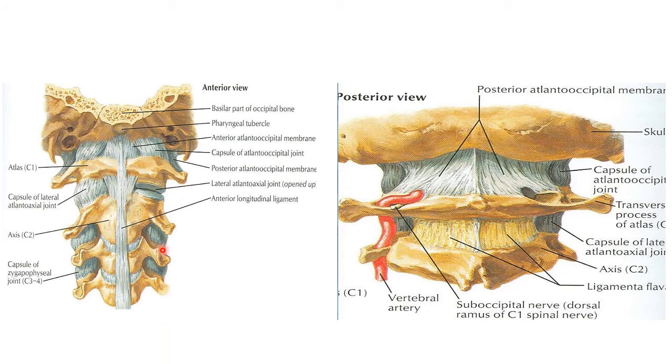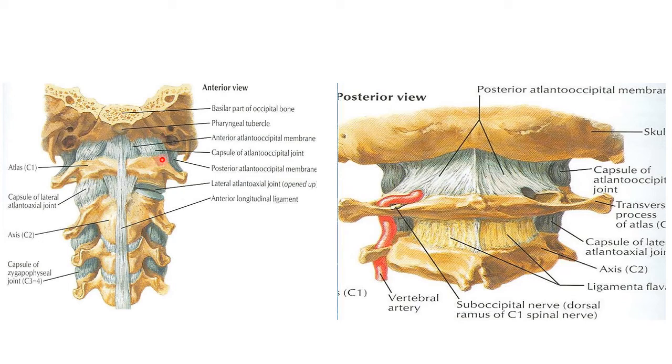Now we will discuss the ligaments of the atlanto-occipital joints. This is one atlanto-occipital joint, this is another atlanto-occipital joint, so these are its ligaments. First ligament we will discuss is the fibrous capsule or capsular ligament. It surrounds the joint and is attached to the margins of the articular surface.